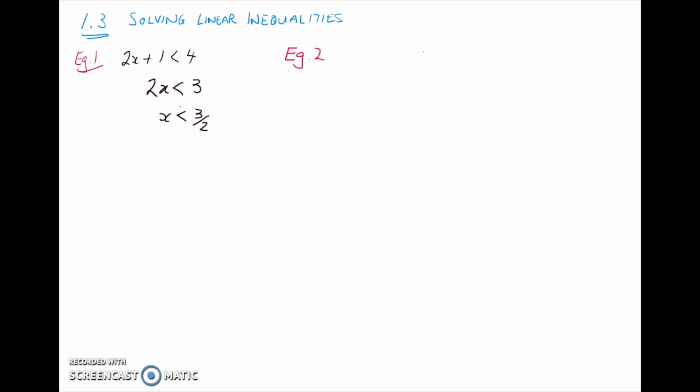Okay, so we've got a second example now. And in this one, we can see that we've got 3 minus 2x is less than or equal to 4. And we're going to get rid of the 3 first, so that we've got negative 2x is less than or equal to 1, because we've subtracted 3 from both sides.